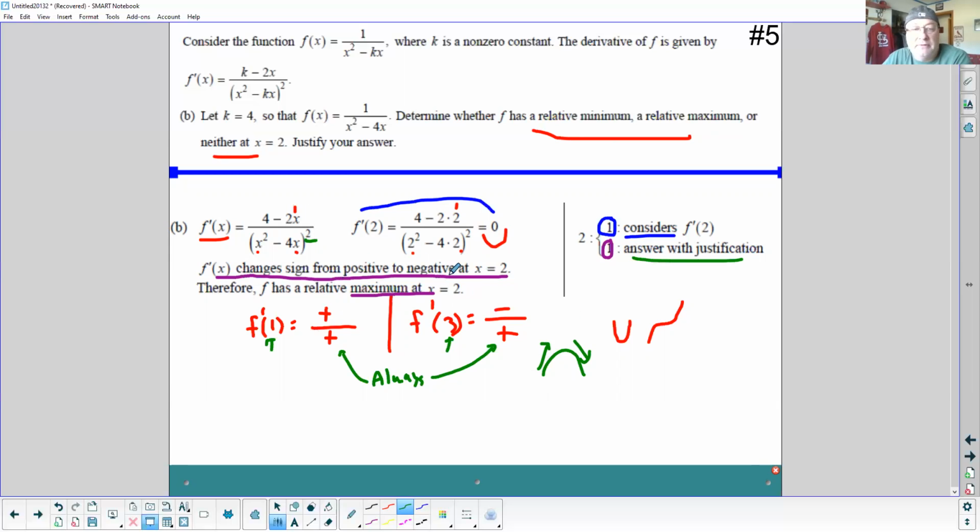So answer with justification. The justification probably is this purple underlined sentence. Since the derivative changes from positive to negative at x equals 2, you have a maximum. So as long as you explain that; if you just did it with a chart, you will not get the point for the justification. Charts are not acceptable. You need to summarize charts via words. So as long as you considered the derivative at 2, and your answer is a maximum, because the derivative changes from positive to negative.